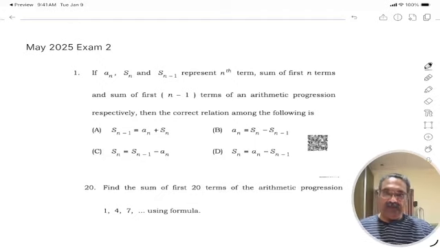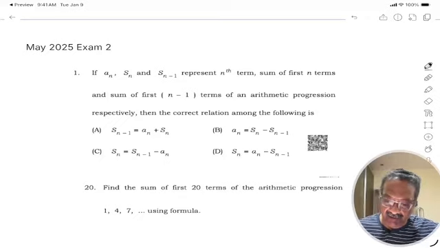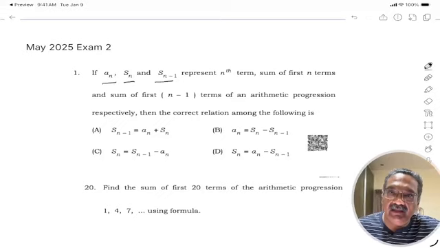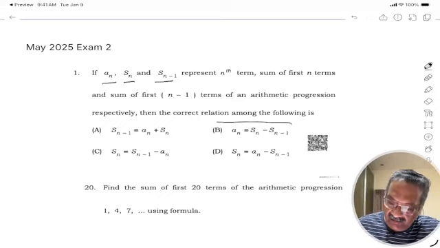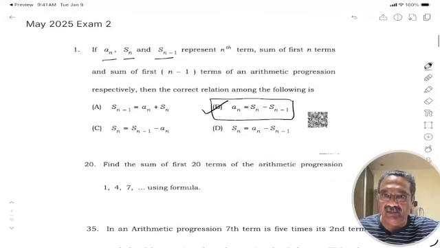Now, let us go to the next exam paper, that is the second examination of 2025, which was conducted in May. The first MCQ is very simple. The formula connecting an, Sn and Sn minus 1 is this one: an is equal to Sn minus Sn minus 1. The last term is equal to the sum of all the terms minus the sum of the one less term.